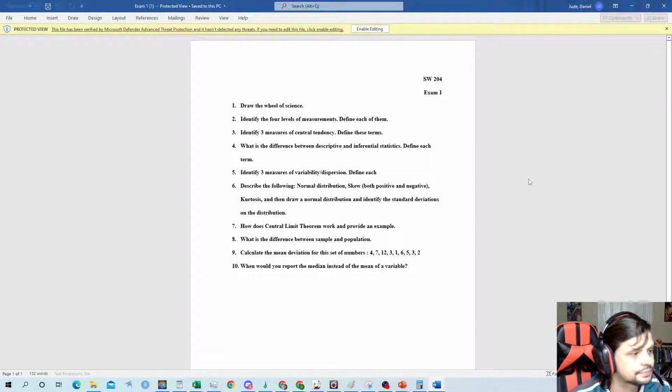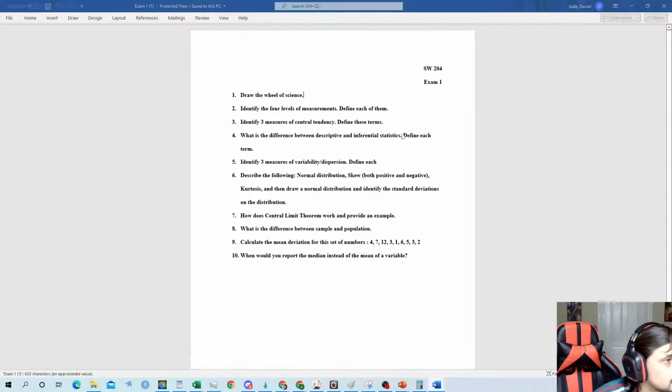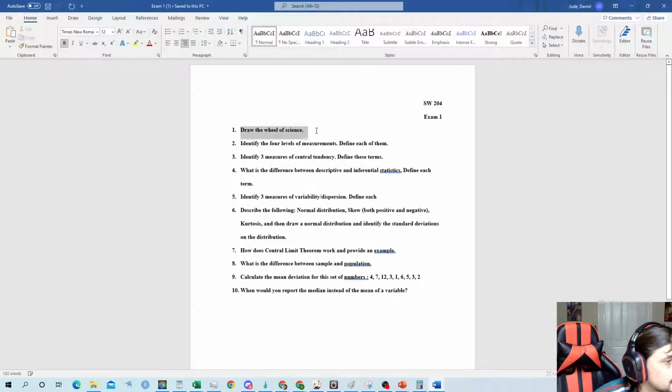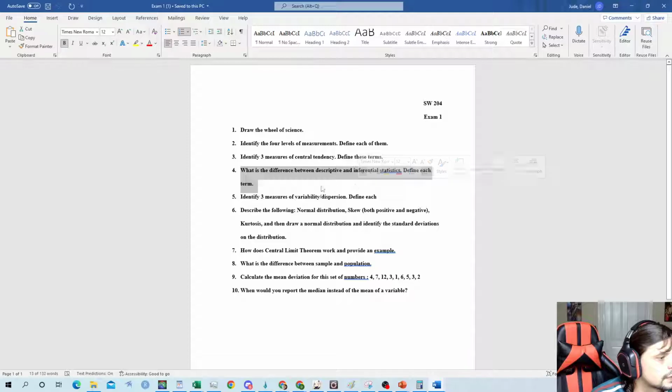So here's the exam, this is the exam that you'll see. First thing you'll want to do is draw the wheel of science. This can be found on the introductory slides. Identify the 4 levels of measurement, and I want you to define each one of them: nominal, ordinal, interval, and ratio. Identify three measures of central tendency. Define these terms: mean, median, and mode. What is the difference between descriptive and inferential statistics? Define each of them.